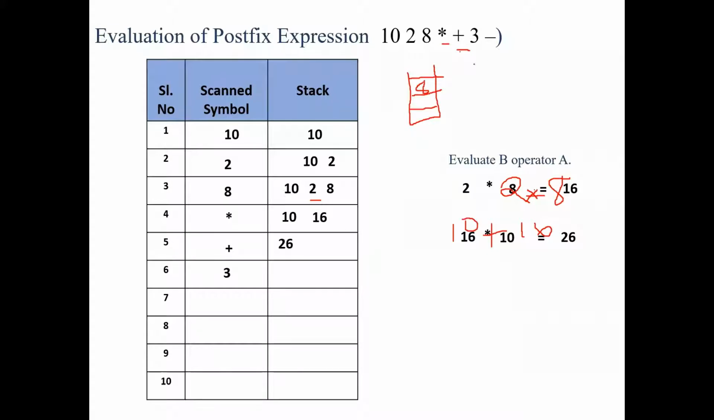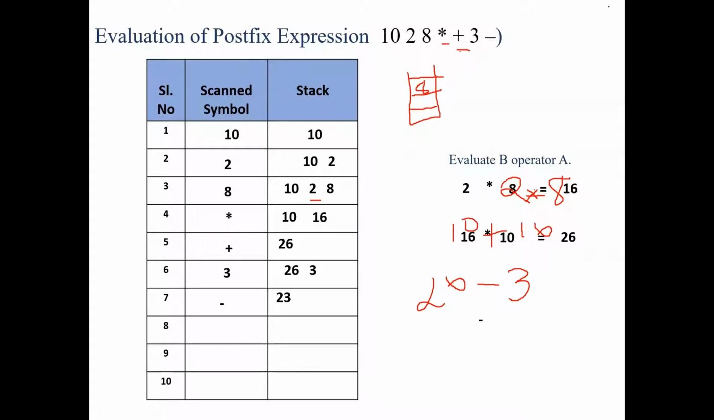Now the next symbol scanned will be 3. What are we supposed to do? Again, it is an operand, which means we will be pushing it onto the stack. The next symbol scanned will be an operator, that is subtraction. When we encounter an operator, we have to pop out the top two operands, which are 3 and 26. The top operand is 3, so that takes the place of A, and the operator is minus, and the second is 26. So we will be performing 26 minus 3, and the result will be 23. The result will again be pushed onto the stack.